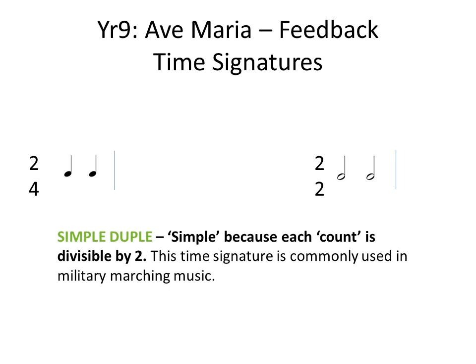Now this is simple duple time. Simple because each count is divisible by 2. Each crotchet is worth 2 quavers. We can divide it into 2 and get 2 quavers. And a minim, we can divide that into 2 and get 2 crotchets. Duple because there are 2 beats in every bar. This time signature is commonly used in military marching music.